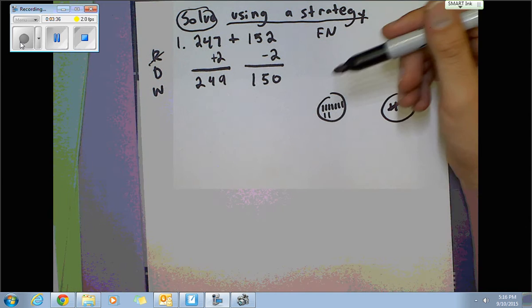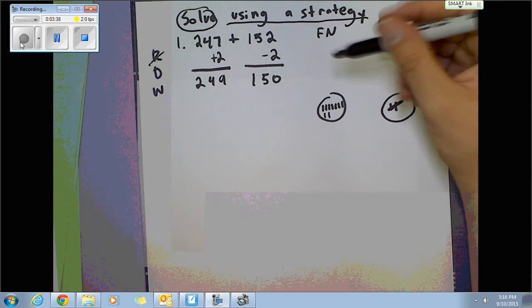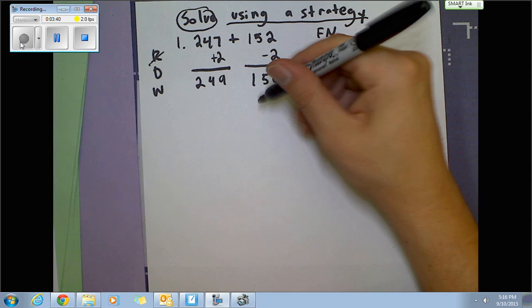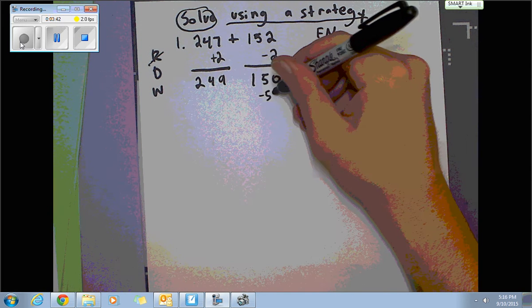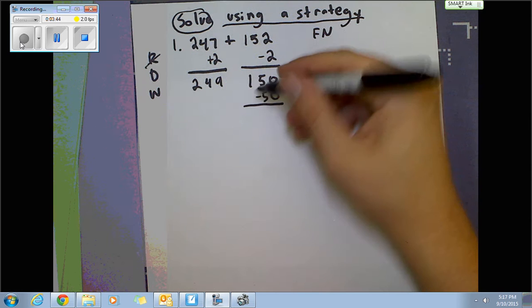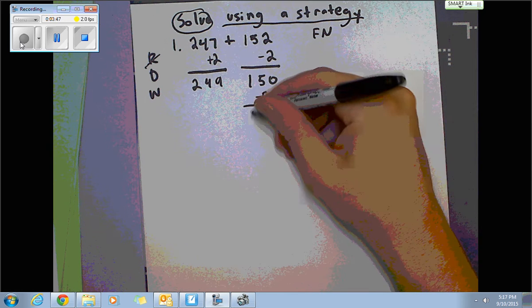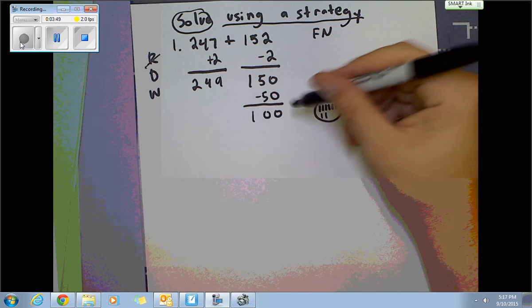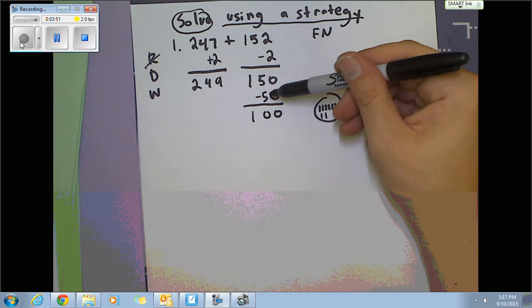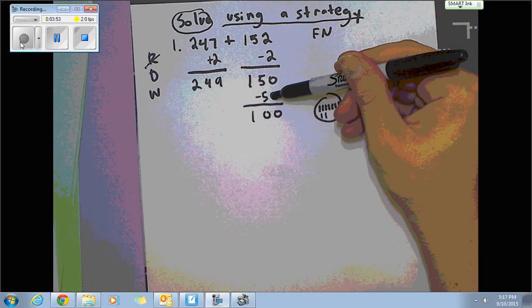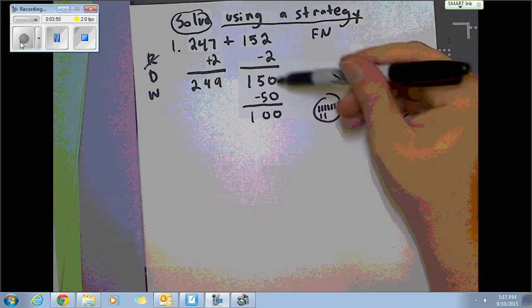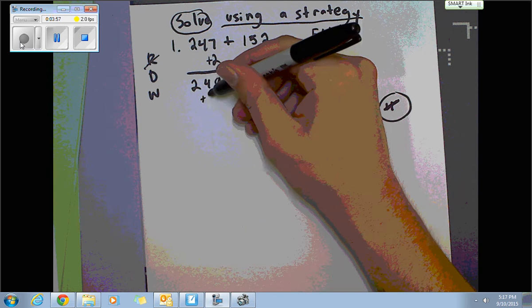So just to model that part of the process, I'm going to go ahead and change my 150 into 100 by taking away 50. So when I do that, this add-in now becomes 100. And like I said for the previous step, that 50 has to go somewhere. So if I'm taking it away from 150, I've got to give it or add it to 249.